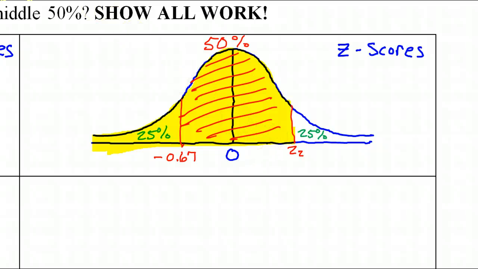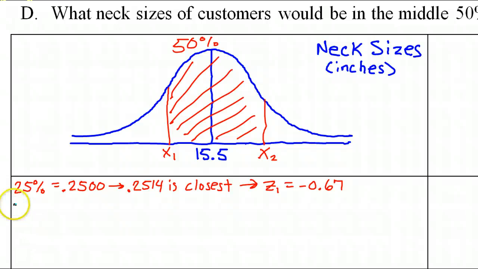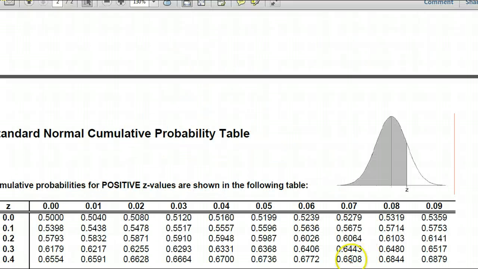I hope you said 75%. How am I getting that? I'm looking at the 25% and the 50% together. That's what makes up this yellow. So the 50 plus the 25, that's 75%. So that is the percentage that I'm going to use in my calculations. So I will do 75%, which as a decimal would be 0.7500, and that's what I'm going to look for, 0.7500.